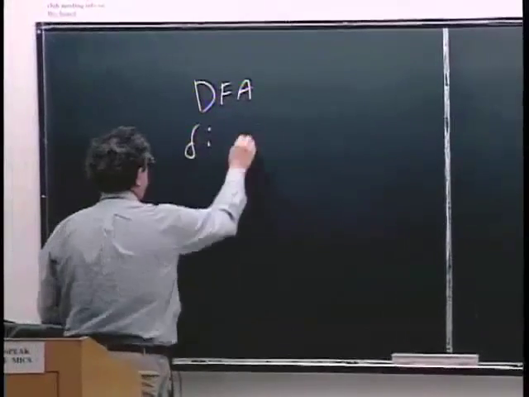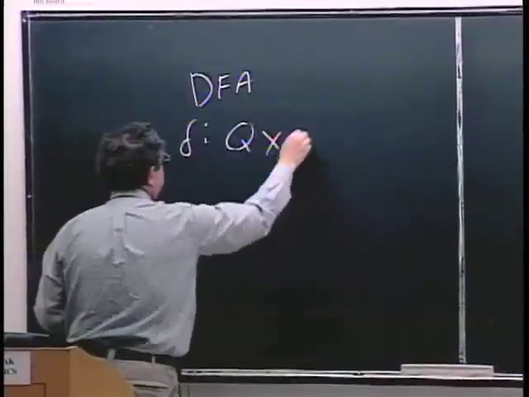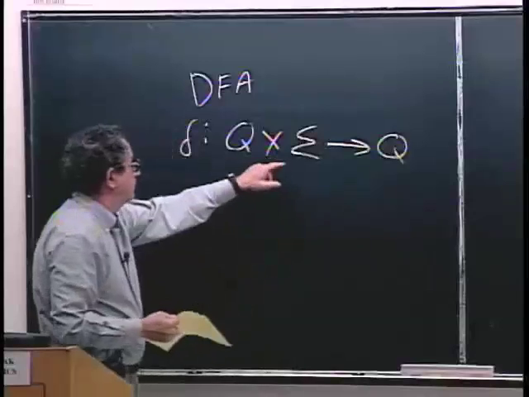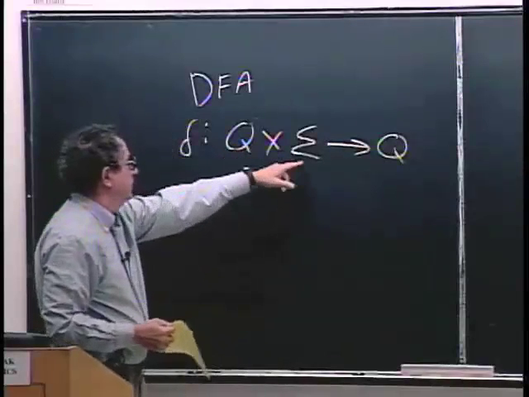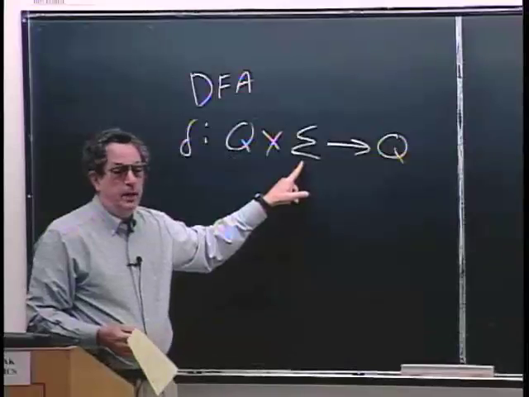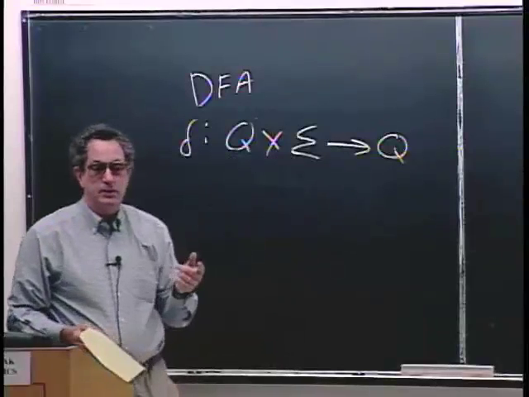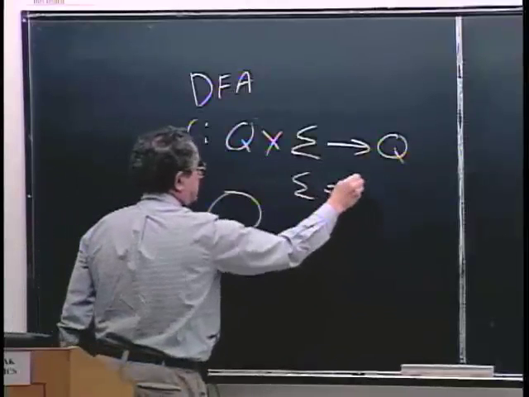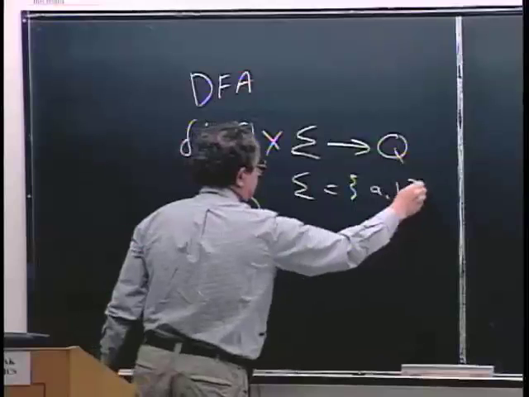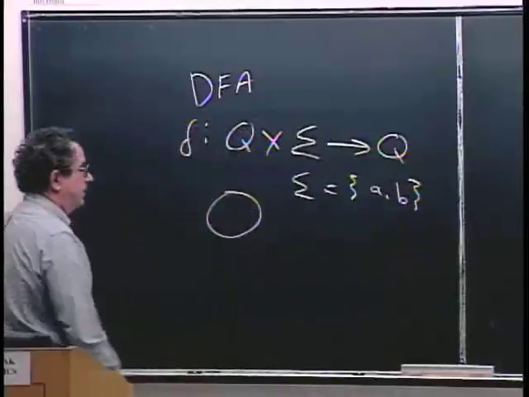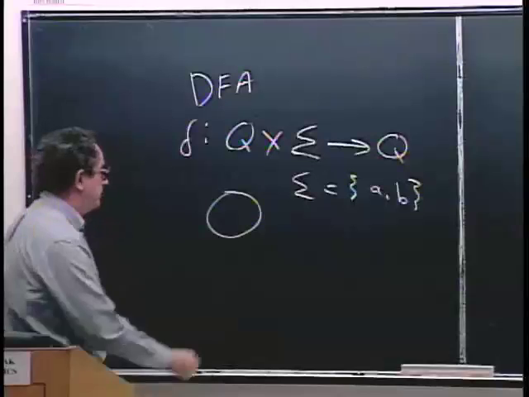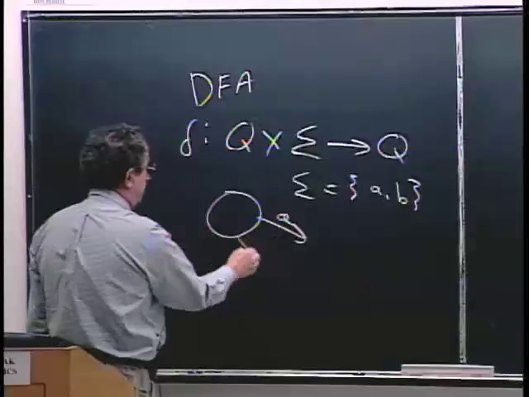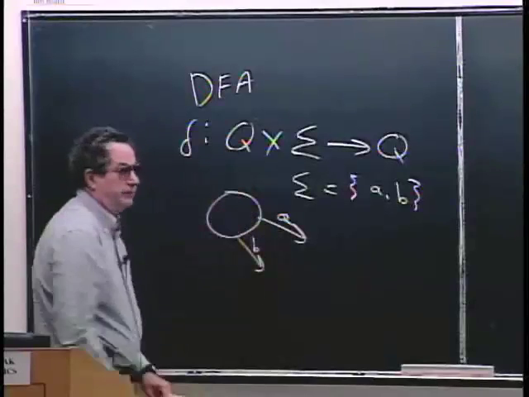the delta transition, the transition function, is Q cross sigma. This means all the states and all of the characters in the alphabet. And what that implies implicitly is that in a DFA, let's say our alphabet is just binary, A and B, and here we're at some state. In the DFA, there has to be some edge out with an A and some edge out with a B. It could be back to itself or something.